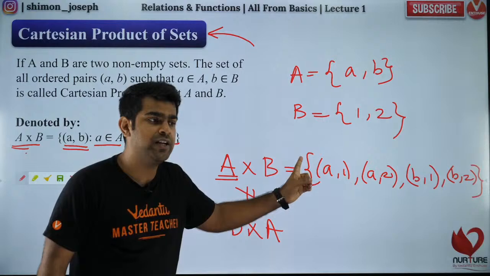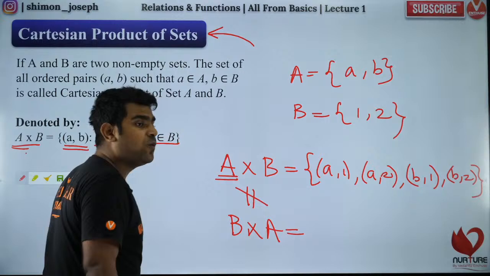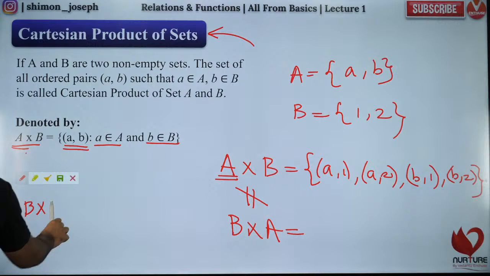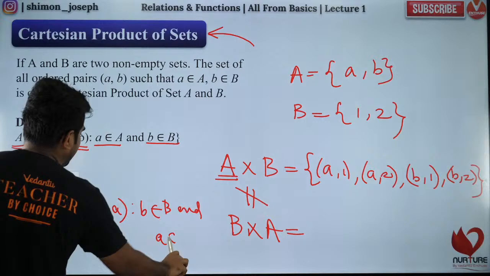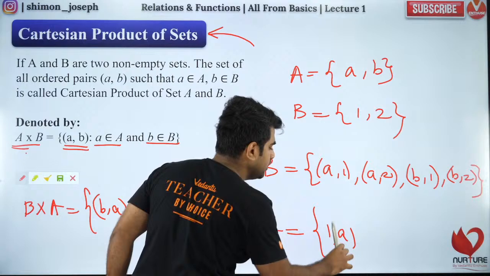Now gaming dudes, I will answer your question. Please wait. Now what is B cross A? When you write B cross A, please listen carefully. B cross A means it will contain all ordered pairs B comma A, such that B belongs to capital B and A belongs to capital A. Are you getting it? The difference. So how will it be? It'll be 1 comma A, 1 comma B, then it'll be 2 comma A, and it'll be 2 comma B.